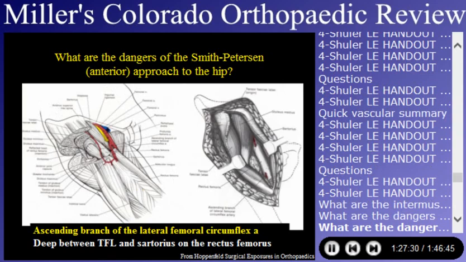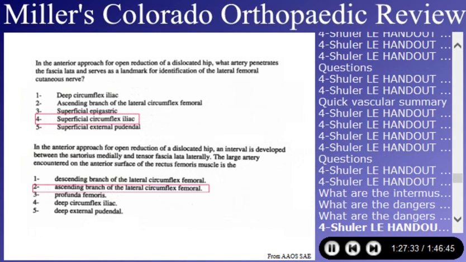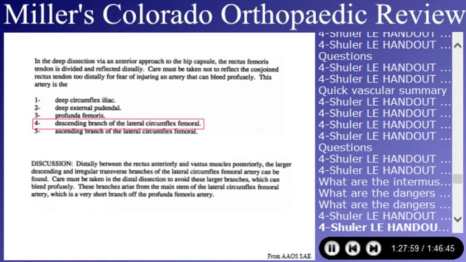So test questions on the blood supply in that area. Anterior approach, open reduction, dislocated hip. What artery penetrates the fascia lata, serves as a landmark for identification of the lateral femoral cutaneous nerve? Superficial circumflex iliac. Anterior approach, open reduction, dislocated hip. Interval is developed between the sartorius and tensor fasciae lata. Large artery encountered on the anterior surface of rectus femoris is the ascending branch, lateral femoral circumflex, the one you have to ligate. Deep dissection, anterior approach, hip capsule, rectus femoris divided, reflected distally. Care must be taken not to reflect the conjoint tendon too distally, inferior injury to an artery that can bleed profusely, which is the descending branch of the lateral femoral circumflex.